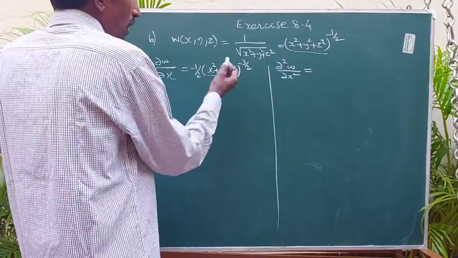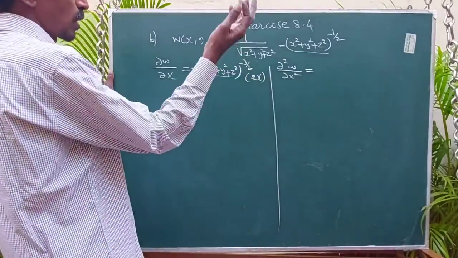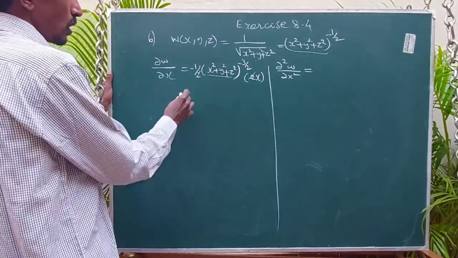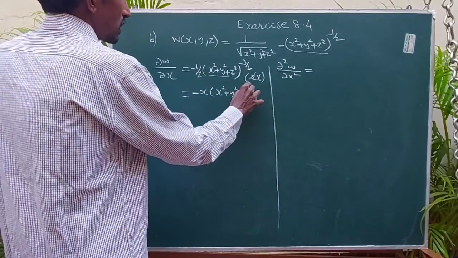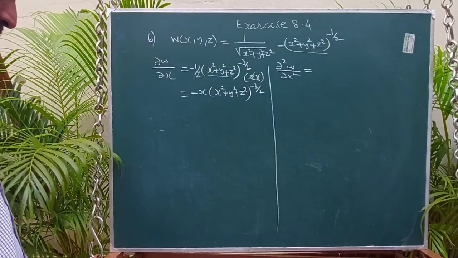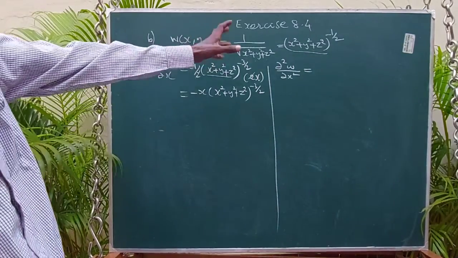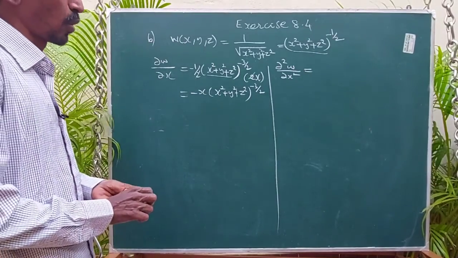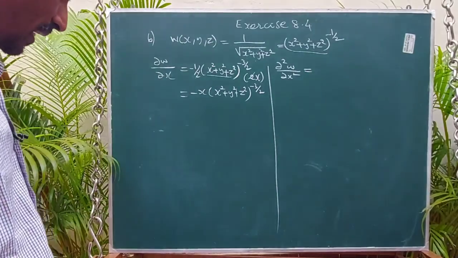Again function of function rule. Inner function x square, differentiation 2x with respect to x. Y square, z square, 0. Okay, we can cancel this 2. So minus x into x square plus y square plus z square whole power minus 3 by 2. This is dou w by dou x. My dear student, if you find out dou square w by dou x square, we can write the remaining 2, dou square w by dou y square and dou square w by dou z square, in the cyclic order. We can get it easily.